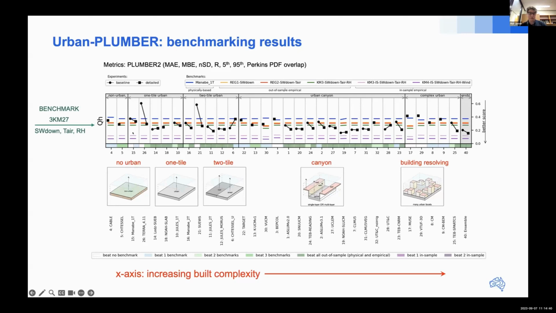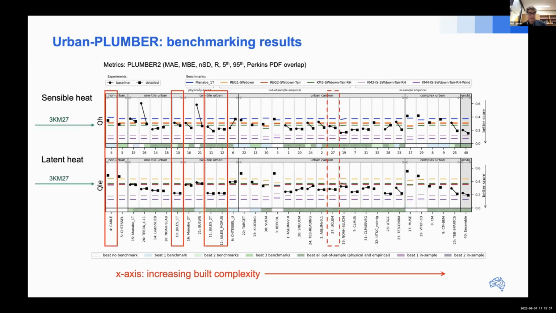Essentially, what we're showing here is different benchmarks. I think the one to keep your eye on is the 3-variable nonlinear out-of-sample regression that is also used in PLUMBER 2015. When a model beats that benchmark, it gets a little color indicator. Dark green means it's beaten the 3-variable benchmark. So what you can see here for sensible heat and for latent heat is that quite a lot of the models are getting that green tick. And so quite a lot of the models for these 20 urban sites are beating the benchmarks.